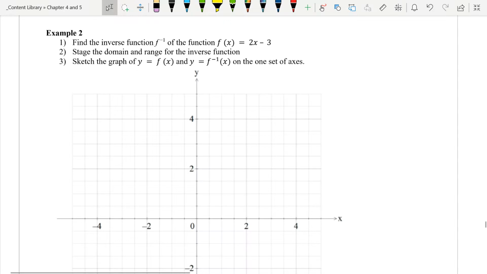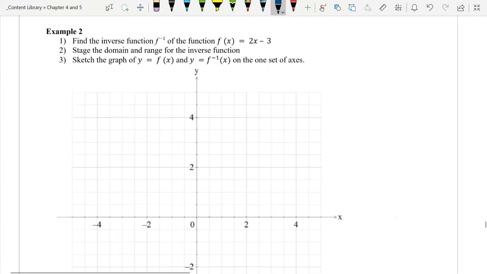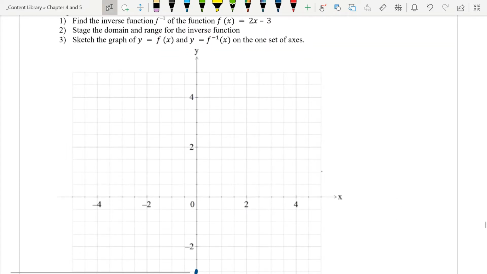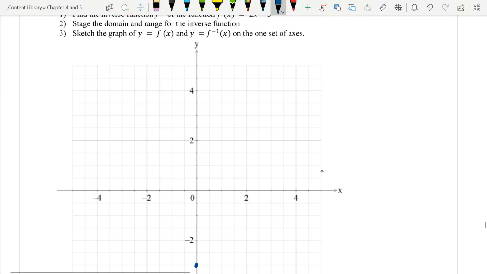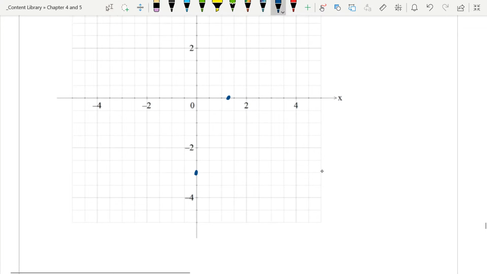Where's the y-intercept? Negative 3. And where is the x-intercept? Can anyone tell me the x-intercept? 3 over 2, thank you. So it's 1.5, which is here. Just want to make it accurate.